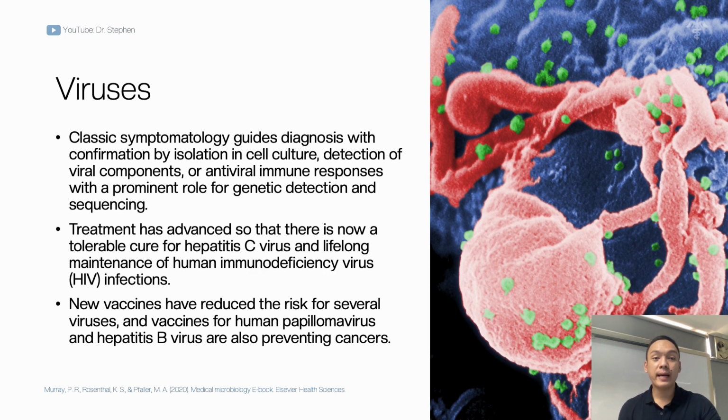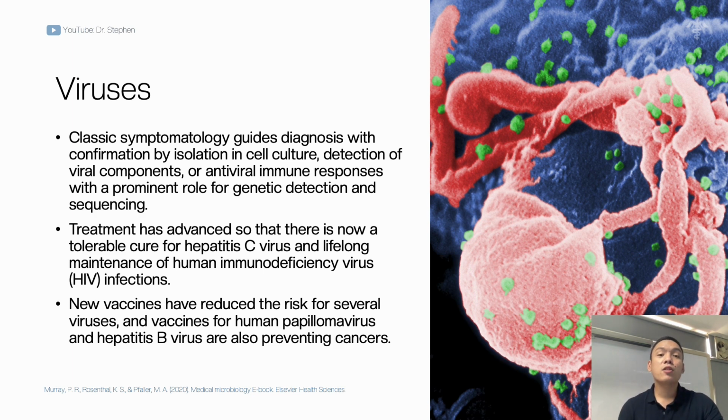Showing you in the background is an HIV electron micrograph. For viruses, the classic symptomatology guides the diagnosis with confirmation by isolation in cell cultures. It's really hard to culture, especially if the laboratory is not BSL-4. Detection of viral components or antiviral immune responses is also used, with a prominent role for genetic detection and sequencing.